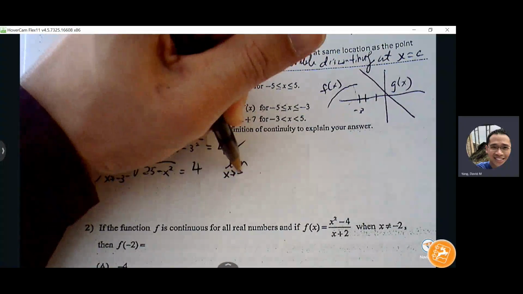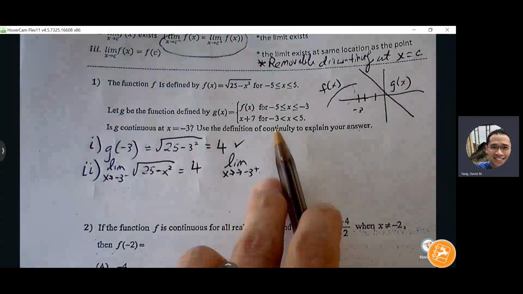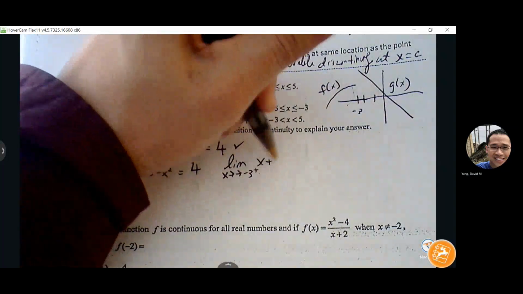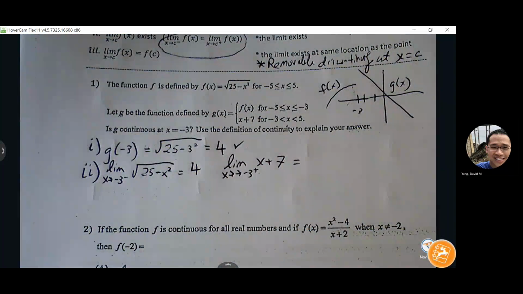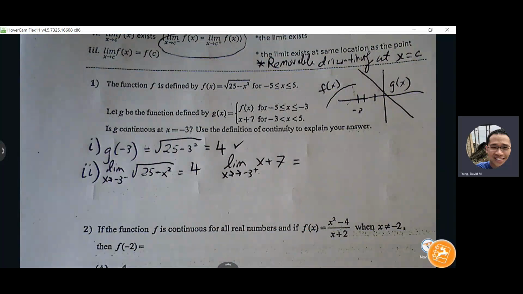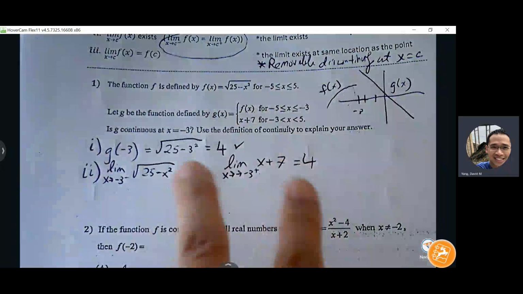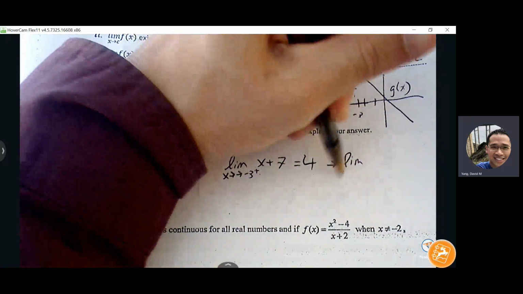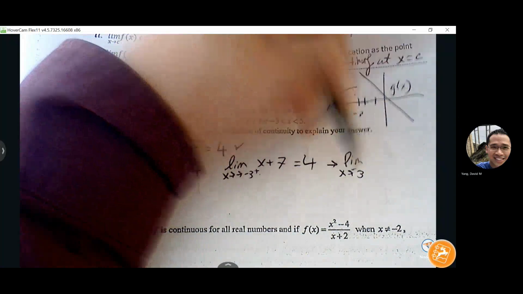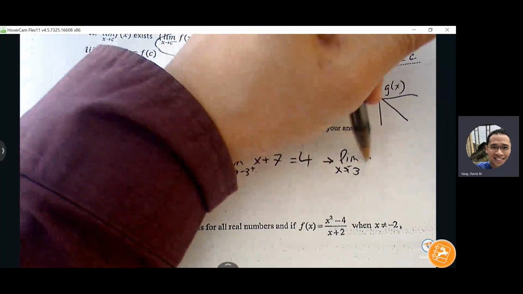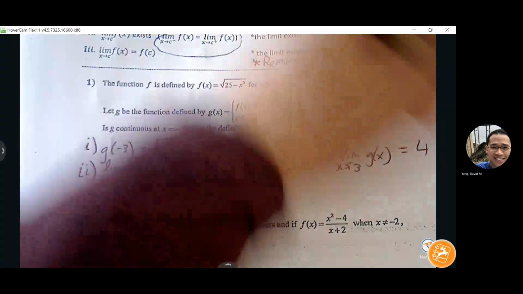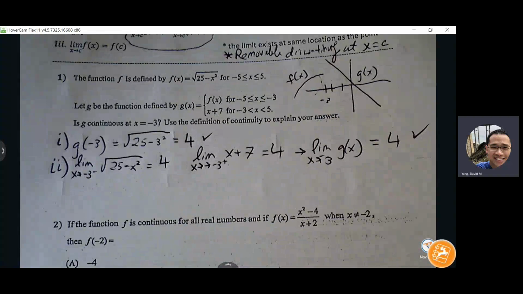Now let's test from the other side of negative three, because like negative 3.1, negative 3.4, that's all related to the second expression, so x plus seven. Okay, so negative three in for x, negative three plus seven is equal to four. Are these in agreement? Yes, so we know the limit does exist. So the limit as x approaches negative three of g of x, I can just call this entire expression g of x, is equal to four. So second condition passes, we keep going.